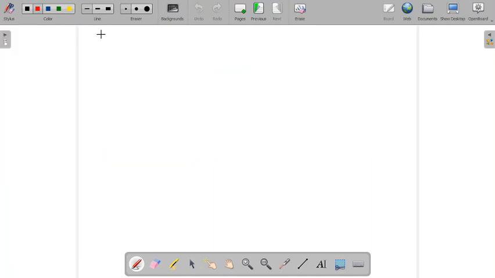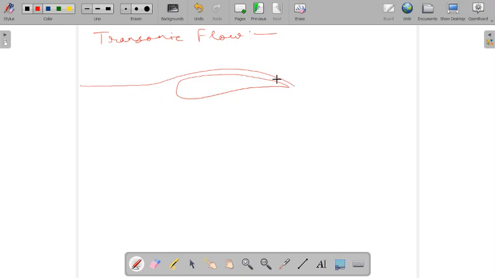Okay, now the next type of flow is called transonic flow. So what happens in case of transonic flow? In case of transonic flow, you will be finding that this type of flow regime is actually categorized into two categories of free stream Mach number. So this is the first category I am showing to you.